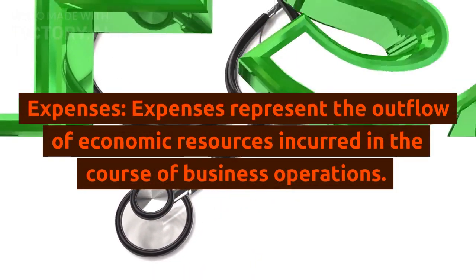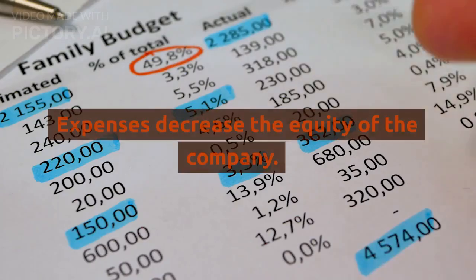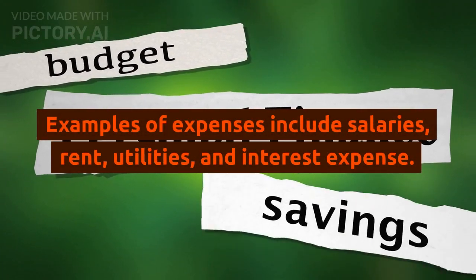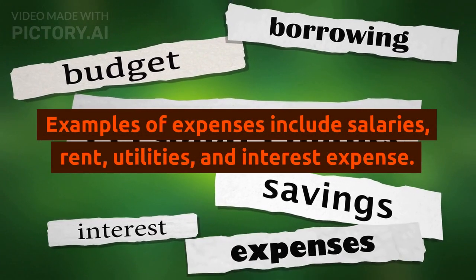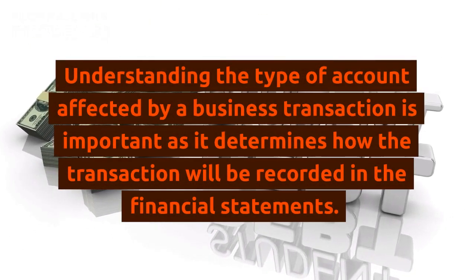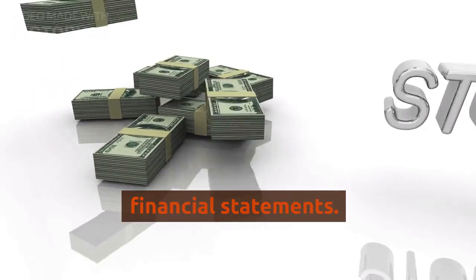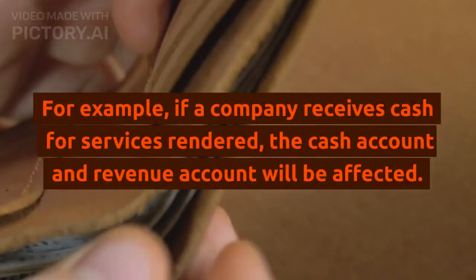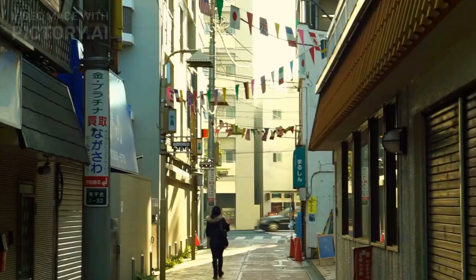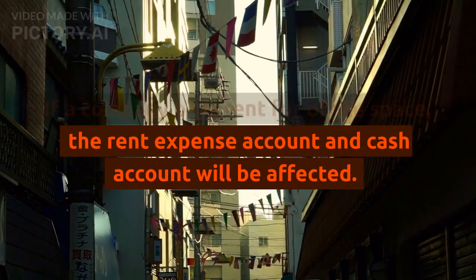Expenses. Expenses represent the outflow of economic resources incurred in the course of business operations. Expenses decrease the equity of the company. Examples of expenses include salaries, rent, utilities, and interest expense. Understanding the type of account affected by a business transaction is important as it determines how the transaction will be recorded in the financial statements. For example, if a company receives cash for services rendered, the cash account and revenue account will be affected. If a company pays rent for office space, the rent expense account and cash account will be affected.